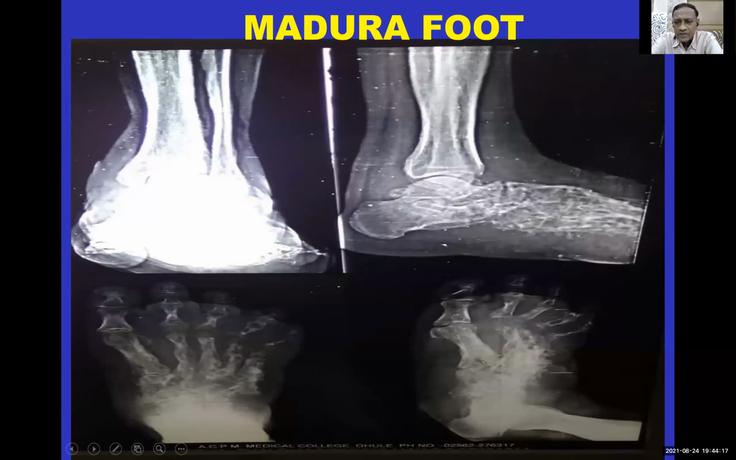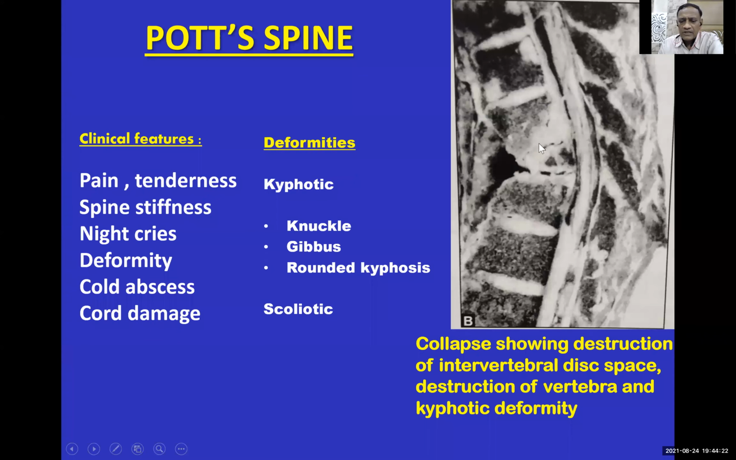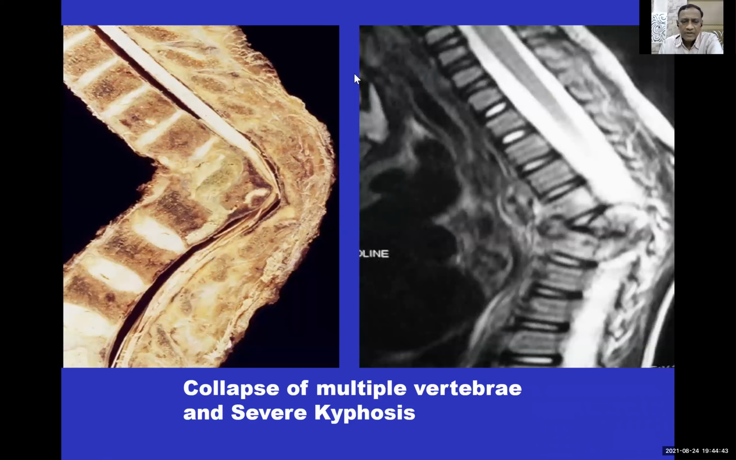Then the next specimen is of the TB spine, which shows the collapse, with destruction of the intervertebral disc space, destruction of the vertebra, and kyphotic deformity. There are three types of kyphosis: knuckle, gibbous, and round kyphosis. This is the clinical picture. Sometimes many vertebrae are involved, and then you get collapse of multiple vertebrae giving severe kyphosis. If this happens, there may be pressure on the spinal cord, giving rise to various types of neurological deficit.